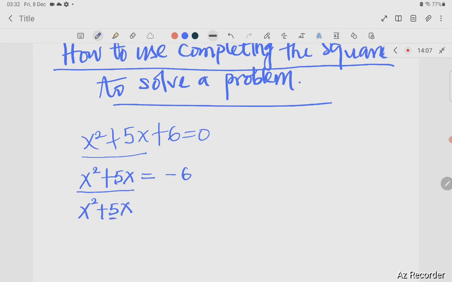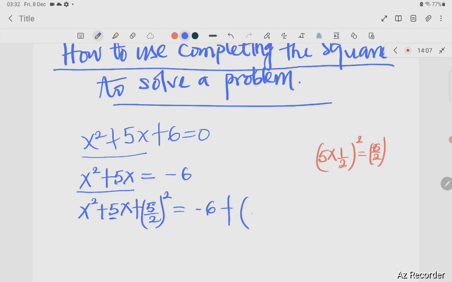Yes, x squared plus 5x. I pick the coefficient of x, which is 5. I multiply the 5 by 1 over 2 and square it, which gives 5 over 2 squared. So I have plus 5 over 2 squared. Whatsoever I add to the left hand side, I must add to the right hand side because it's an equation. So plus 5 over 2 squared.